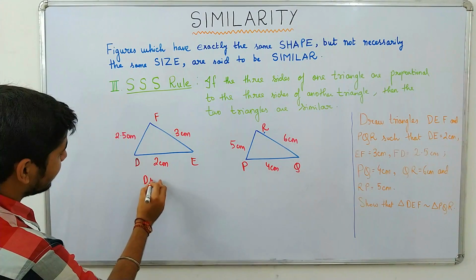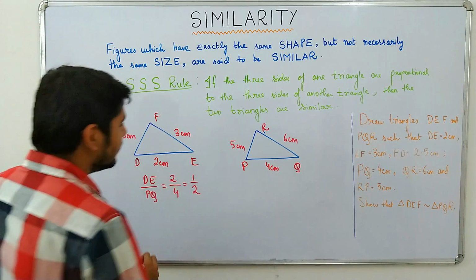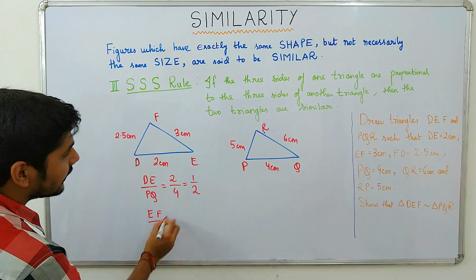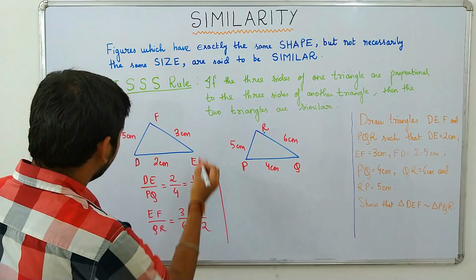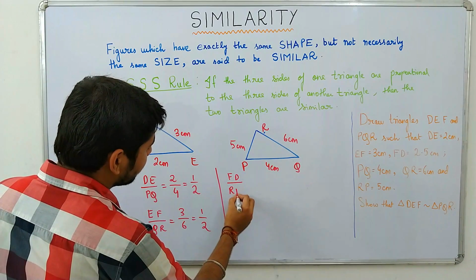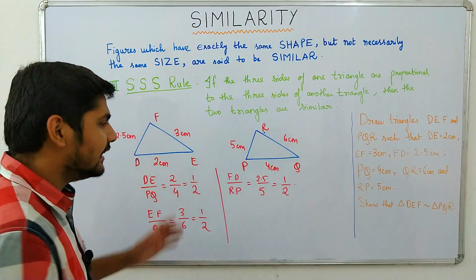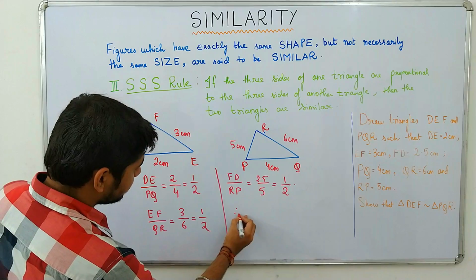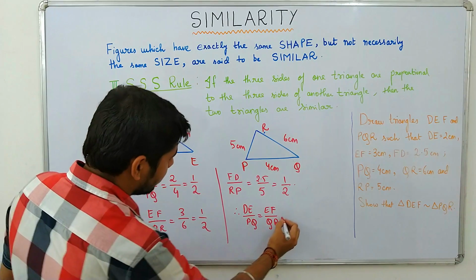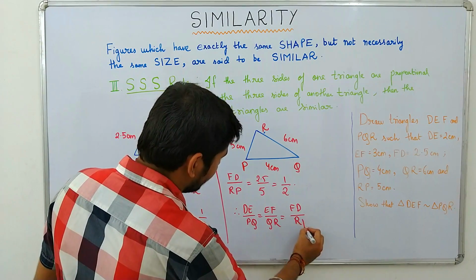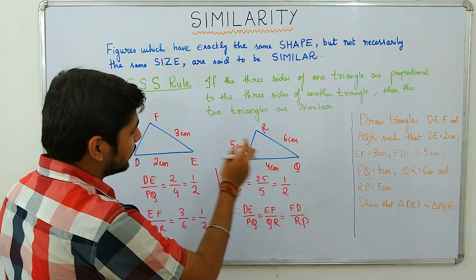First we have DE divided by PQ, which is 2 cm divided by 4 cm, which is half. Then we have EF divided by QR, which is 3 cm divided by 6 cm, which is half. Then we have FD divided by RP, which is 2.5 cm divided by 5 cm, which is also half. So we can see that the three sides are proportional. That means DE by PQ is equal to EF by QR is equal to FD by RP. And by using the SSS rule, we can say that triangle DEF is similar to triangle PQR.